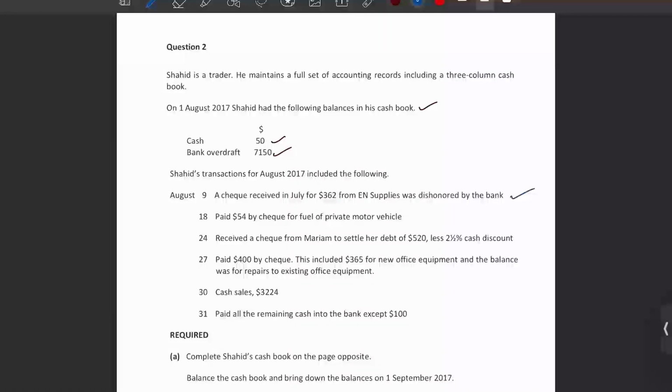This is the second time you are learning this today. Dishonored by the bank. Dishonored checks. On which side should I enter? Credit side of the bank account. Every single time, remember, dishonored checks will be entered on the credit side.